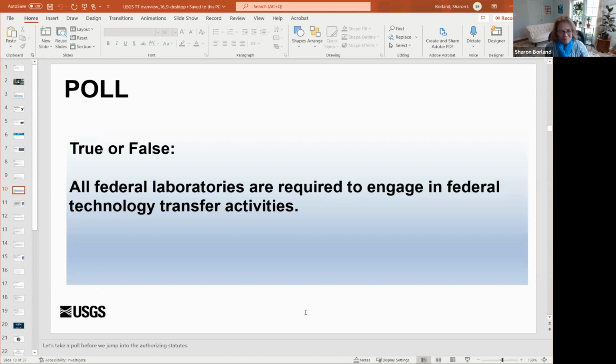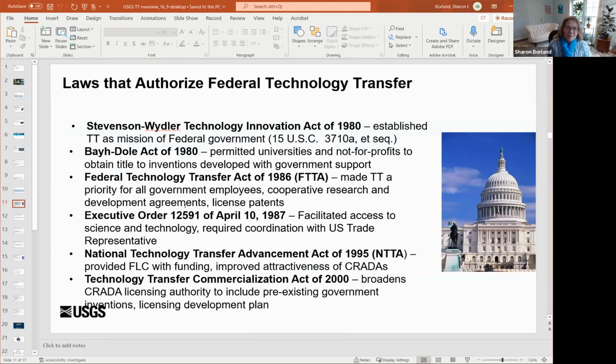Okay, I have another poll here, another true or false question. If you could just indicate with a thumbs up if this is true: all federal laboratories are required to engage in federal technology transfer activities. Okay, I think I see one thumbs up. So I assume that everybody else thinks that's false, that we're not required to engage in federal technology transfer activities. Well, okay, so here are the laws that authorize federal technology transfer.